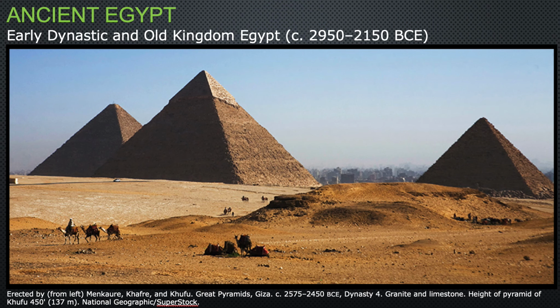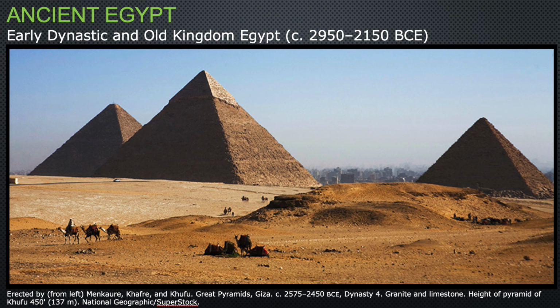Then we get to Giza and the Great Pyramids of Giza. So you can see there are 3 of them. You can see the modern city of Giza in the background here. This is an Old Kingdom, Dynasty 4. 3 large pyramids. The smallest belong to Mankaure, the middle to Khafre, and the oldest and largest to Khufu.